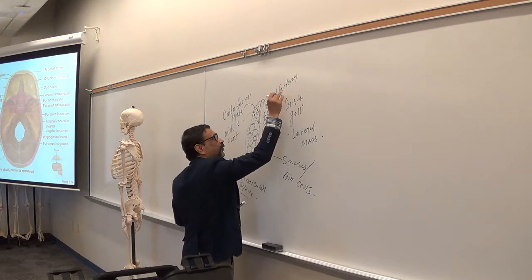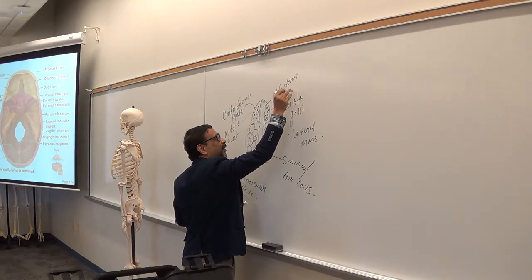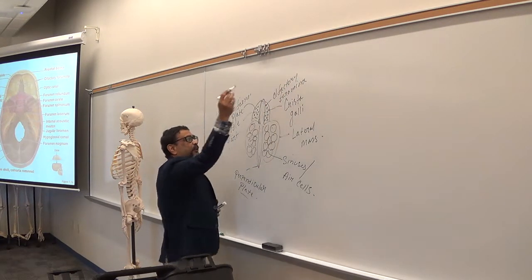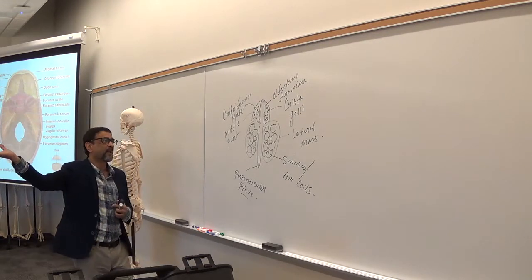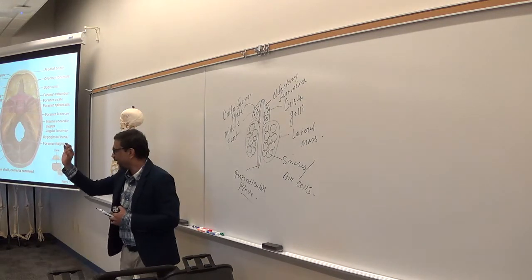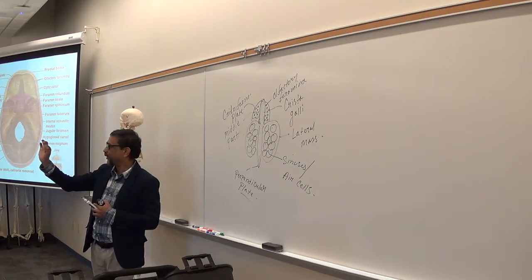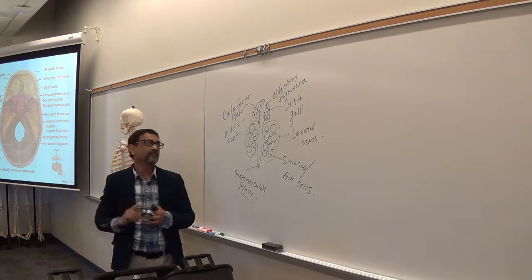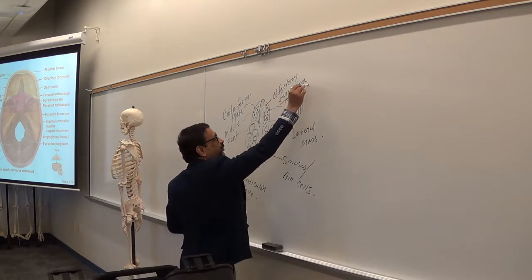Olfactory foramina. Foramina is actually the same in meaning as foramen. If you see the hole is a little bit bigger, that is foramen. If it is very tiny, narrow, that is foramina. So it's like baby foramen.